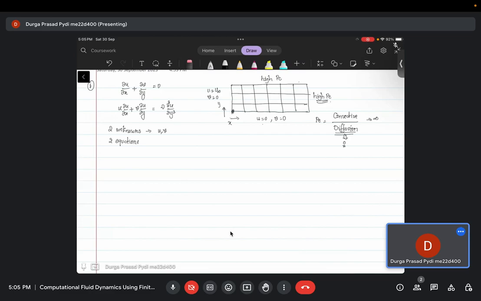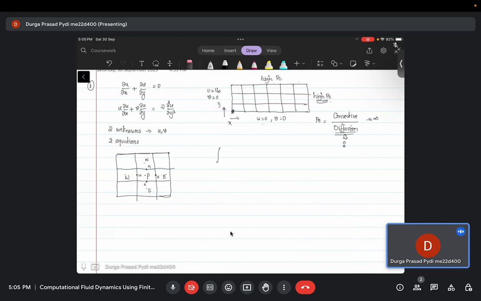So the first step is we will consider a grid. For an interior cell, we will write the equations, and then we will move on to the boundaries. In a 2D grid, this is my interior cell, these are my neighboring cells, and these are my faces. We will start with the continuity equation.